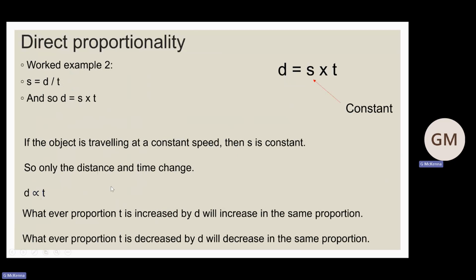And really the exact same as our previous example, whatever proportion t goes up by, d must go up in the same proportion. Whatever proportion t goes down by, d must go down by the exact same proportion as well. And again, pause the screen, just copy down these notes as well, please.